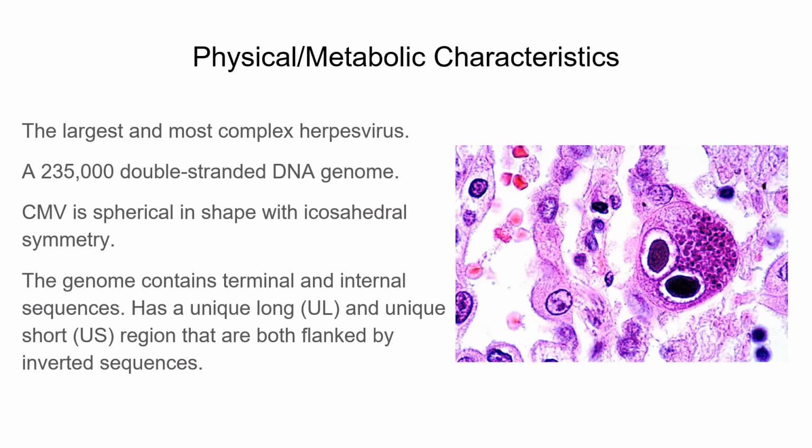The physical and metabolic characteristics of CMV are that it is the largest and most complex herpes virus. It has a 235,000 double-stranded DNA genome. It is spherical in shape with icosahedral symmetry, and the genome contains terminal and internal sequences. It has a long unique and a short unique region that are both flanked by inverted sequences. And on the right, the picture is CMV under a microscope.